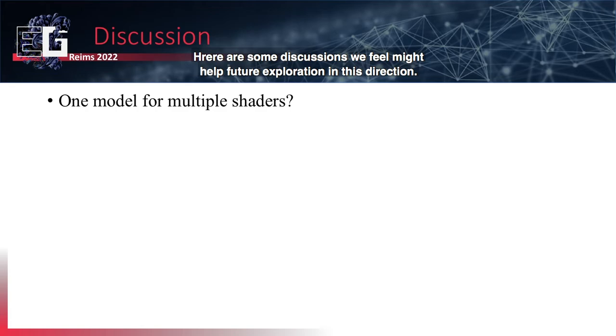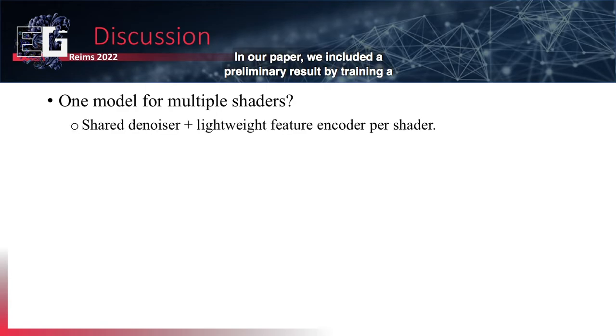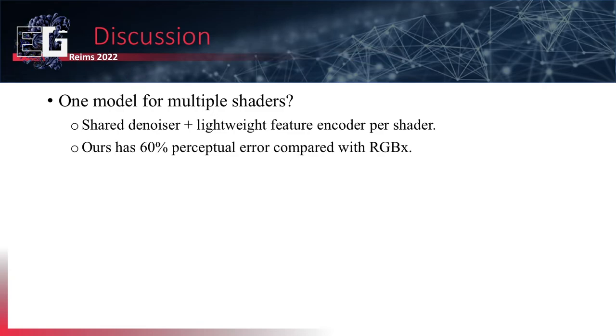Here are some discussions we feel might help future exploration in this direction. Firstly, besides training a model per shader, we could also explore whether part of the learning model can be shared across shaders within the same task. In our paper, we included a preliminary result by training a shared denoiser for 4 shaders. Ours can still outperform RGBX with 60% lower perceptual error on average.